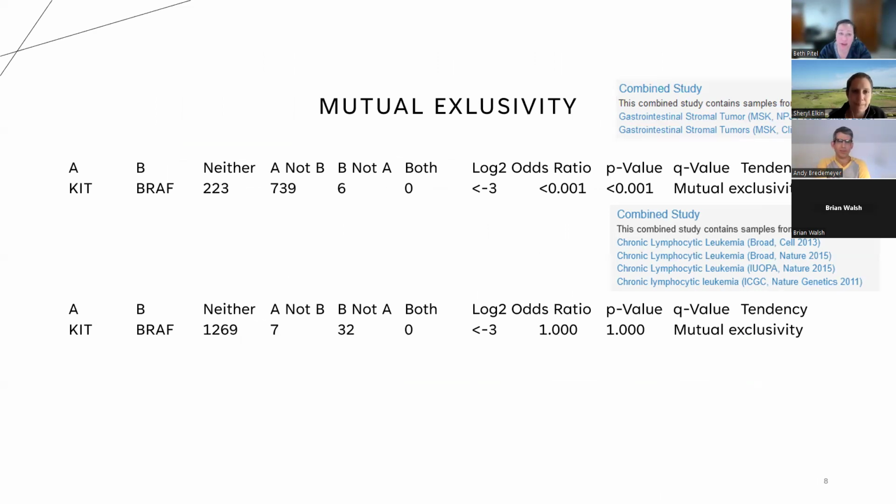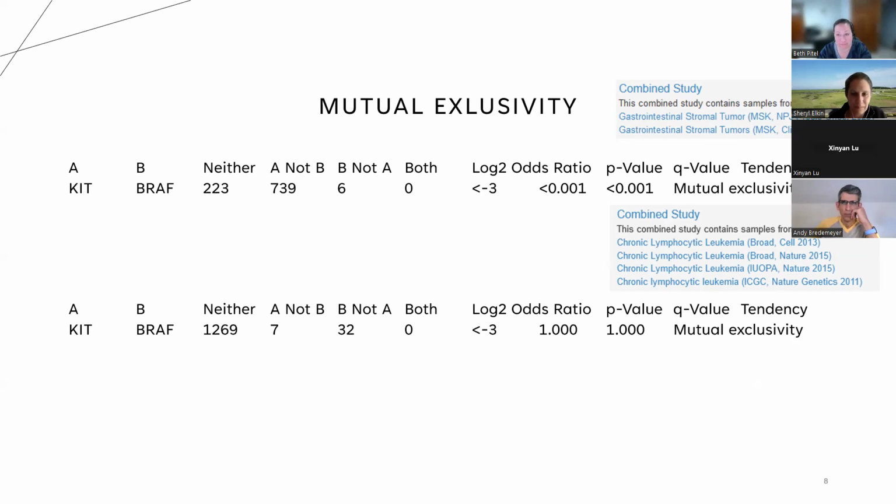I went through our experience too, and I did not find any BRAF and KIT co-mutants in the samples that I looked into. I'm sure there are more ways for me to search thousands and thousands of samples here, but I didn't find any. So that supports mutual exclusivity. And the same here, you see that.